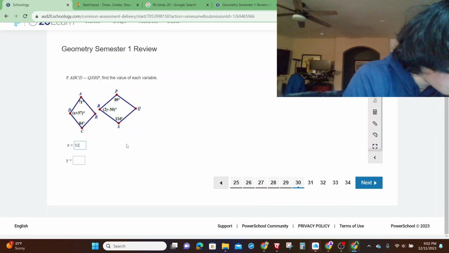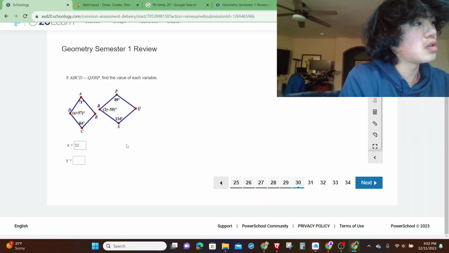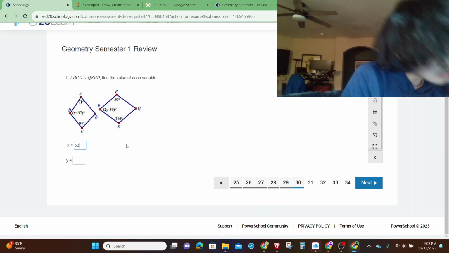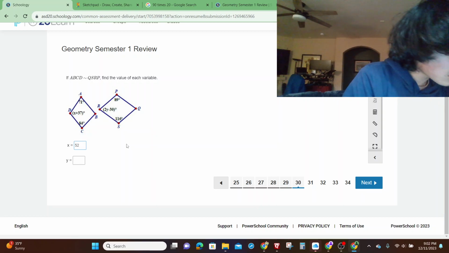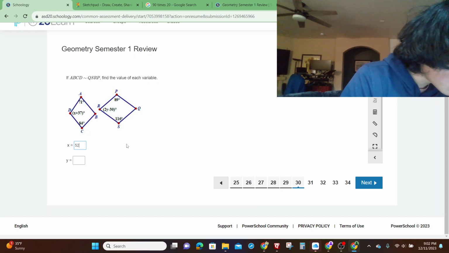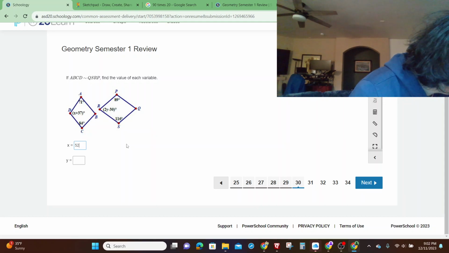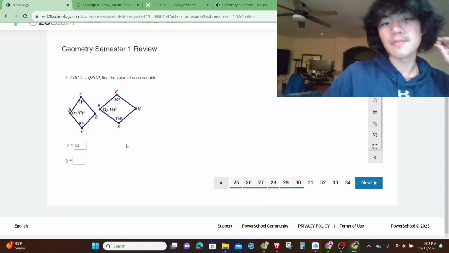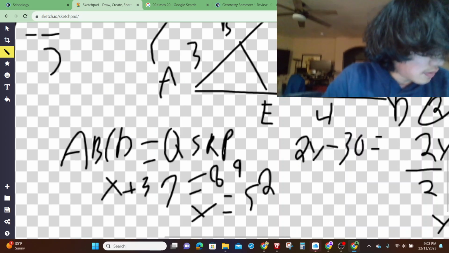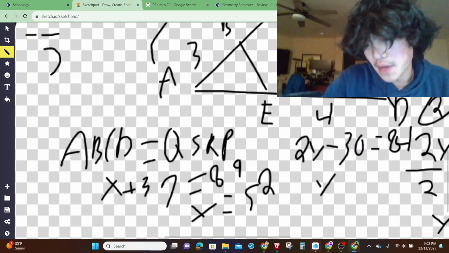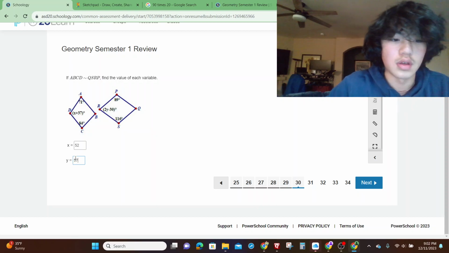C is equal to R. Wait, what? R is equal to C. So we could do 2y minus 30. 2y minus 30 equals 84, which leaves us with y equals 57. Wonderful. Okay, let's move on.